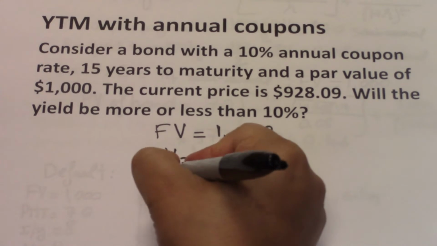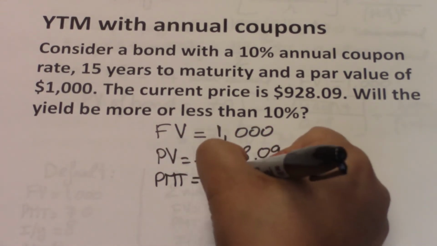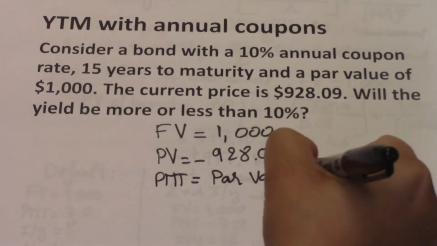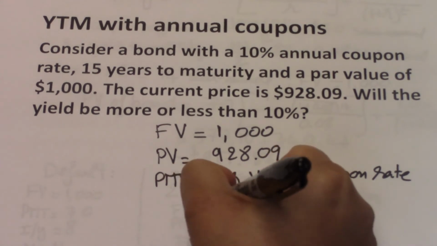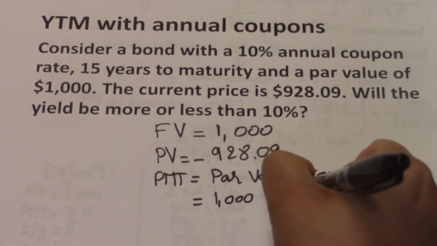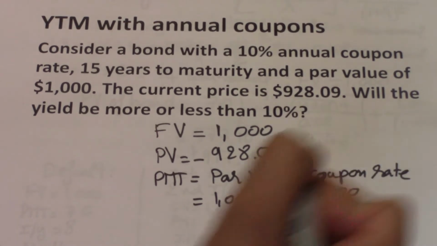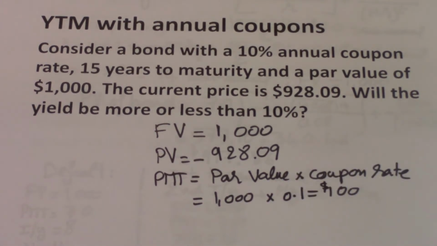Next, we determine the payment. The payment is the coupon payment, and the coupon payment is basically the par value times the coupon rate, since this is an annual bond. The par value is 1,000. The coupon rate is 10% or 0.1, which means that this bond is going to pay us $100. So if you were to buy this bond today, you're going to pay $928.09, and then you're going to get $100 every year, and then at the end you're going to get the 1,000. So the payment and the future value are positive numbers because they are cash inflows to us if we were to buy this bond.